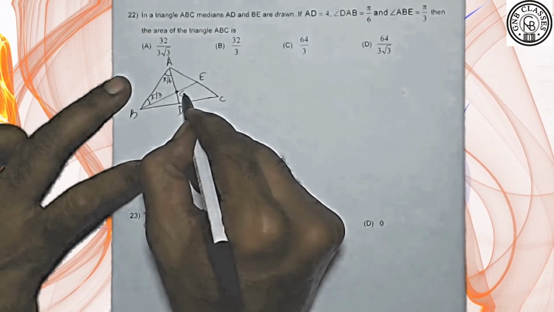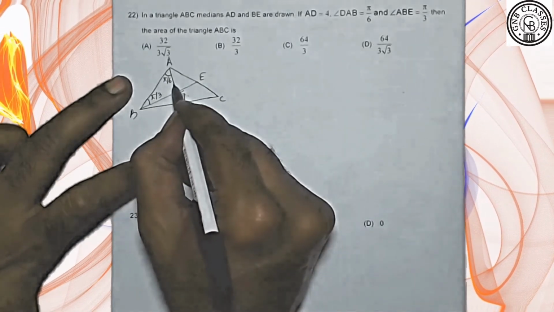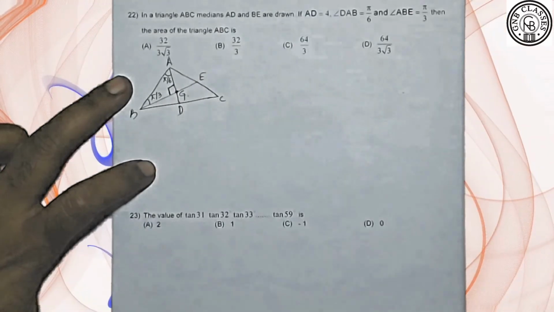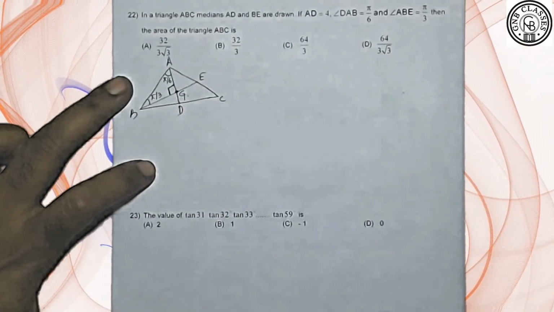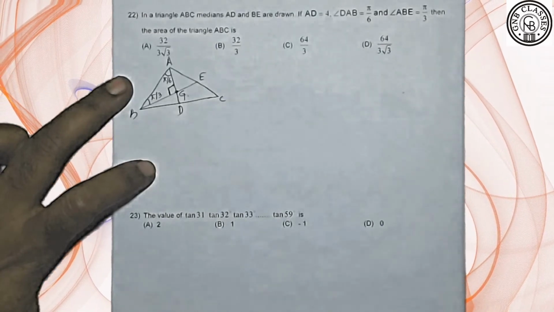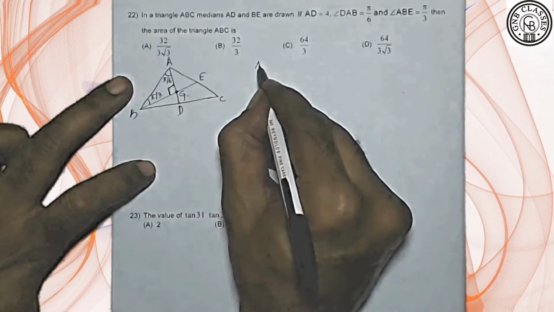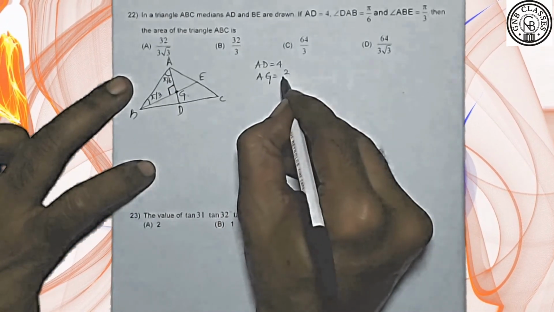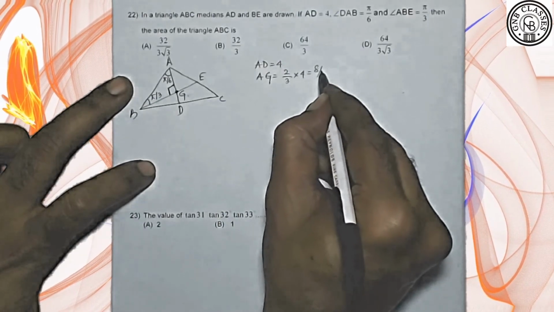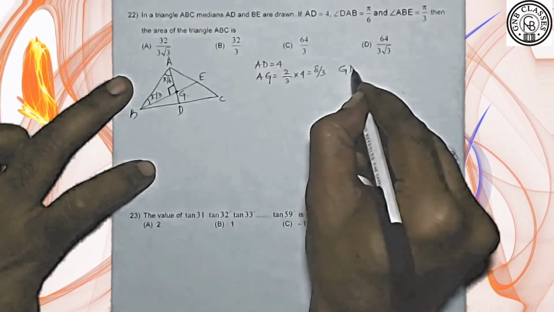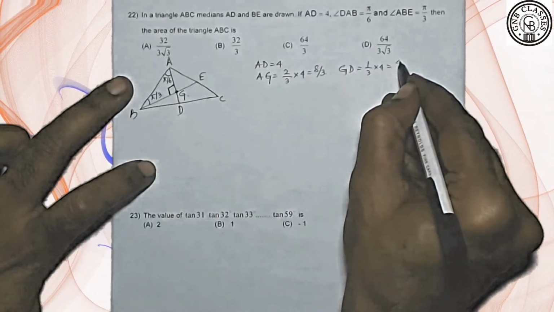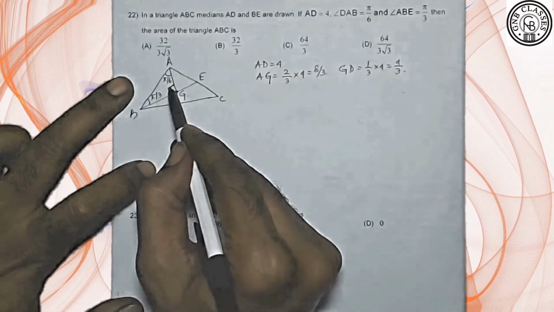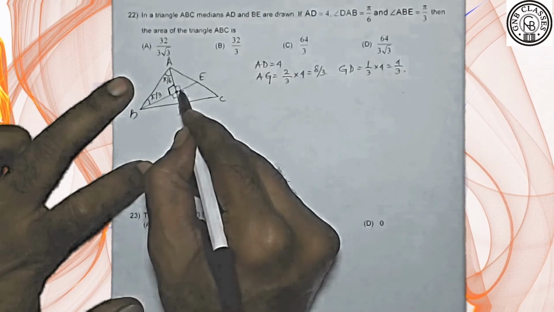Let us give a name of this centroid. Let it be G. Therefore, this angle is nothing but 90 degrees. Is it clear? We all know that centroid always divides the median in the ratio 2:1. Therefore, as the length of AD is 4, your AG is nothing but 2 by 3 into 4, that gives you 8 by 3, and GD is 1/3 into 4, that gives us 4 by 3.